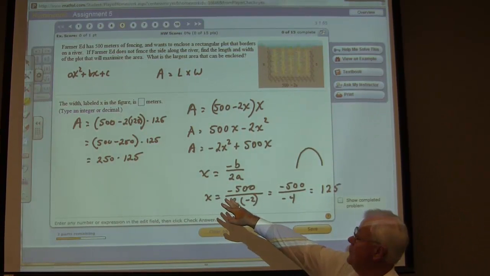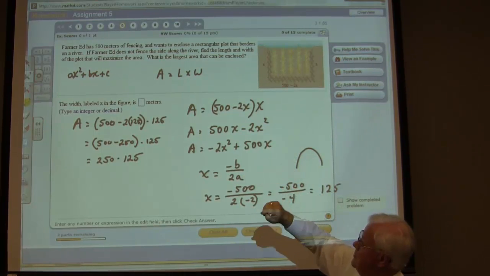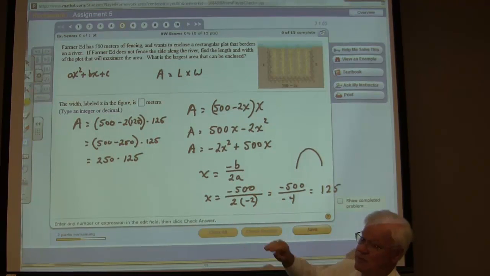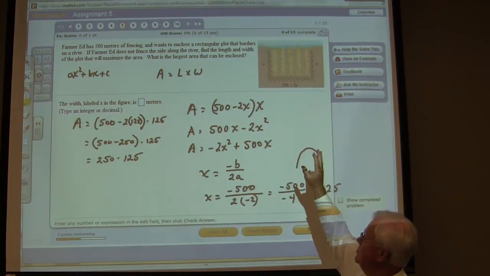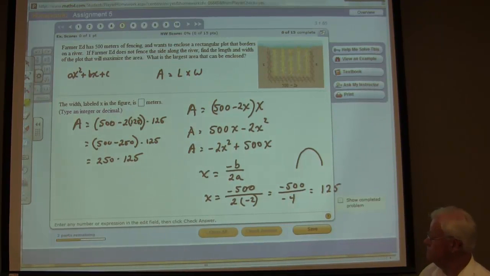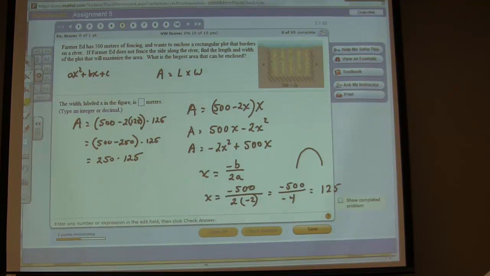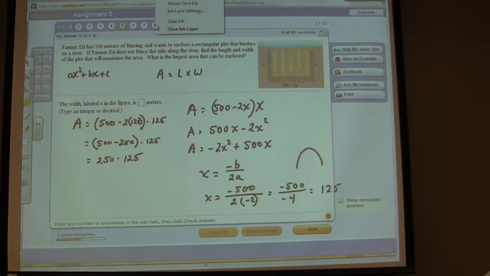But that is how you find the area surrounded on 3 sides by a fence when you're trying to maximize the area. That's how you should choose the size of that field. Okay, let's go on. Let's look at number 8.